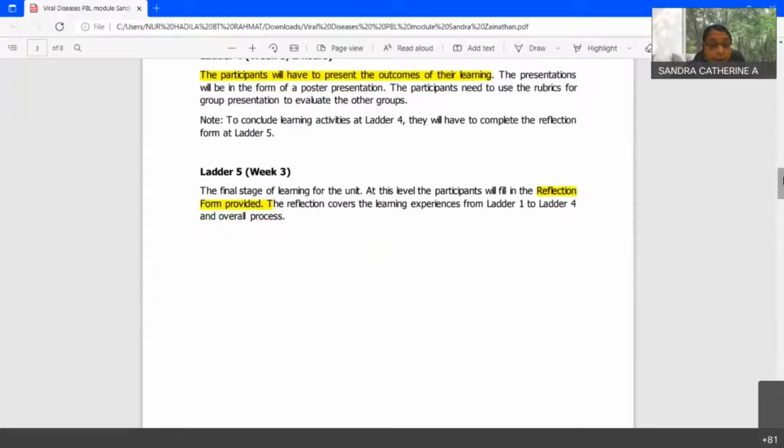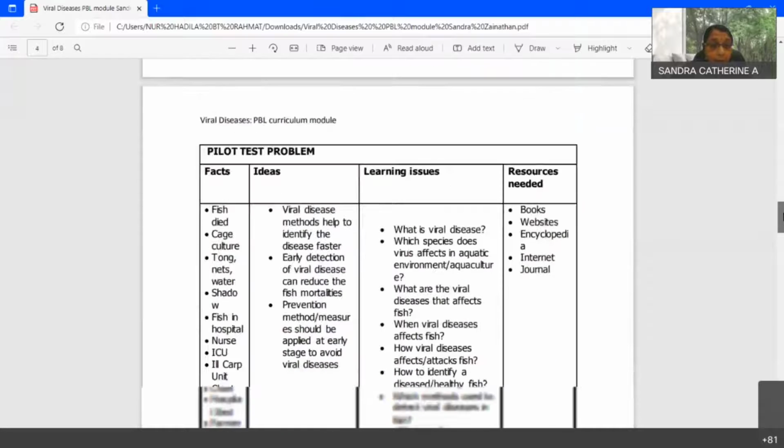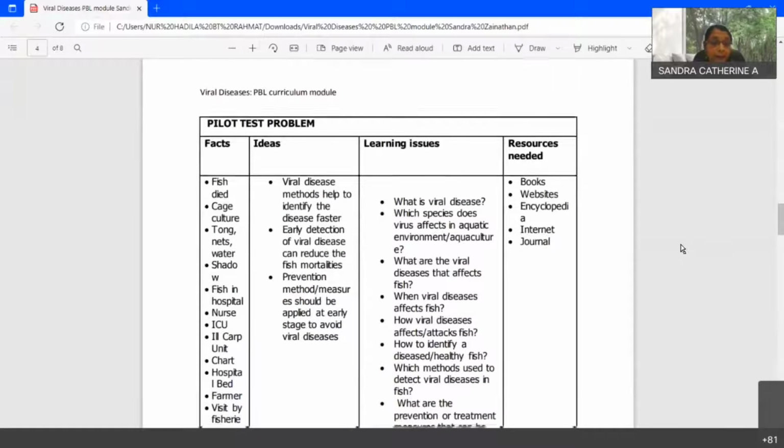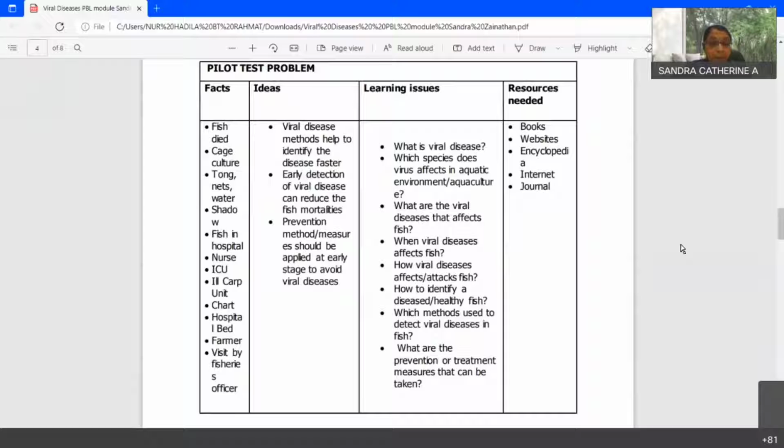That's all, yes? Okay. So this is the pilot test problem. This is the schema, an example answer schema. Okay, what we expect the students to find under facts, ideas, what are the learning issues and resources needed. Next one, Ila.